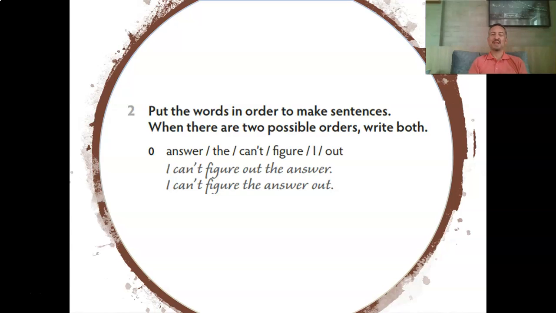Exercise number 2 in your book. Put the two words in order to make sentences. When there are two possible orders, write both. For example, in number 0, I can't figure out the answer, or I can't figure the answer out. So here there are two possibilities. I can put the answer between the two parts, or I can put answer at the end after the word out. Okay? So I'll give you some minutes for you to do it.